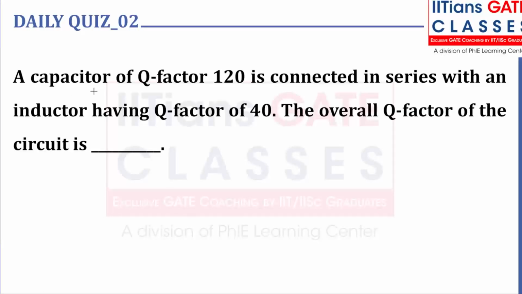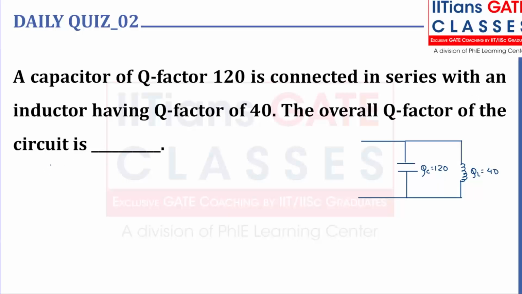So the next question that we have over here is: a capacitor of Q factor 120 is connected in series with an inductor having quality factor 40. So it is given in the question. We have one capacitor, and the quality factor of this capacitor is given as 120, and the quality factor of this inductor is given as 40. Find the overall quality factor of the circuit.